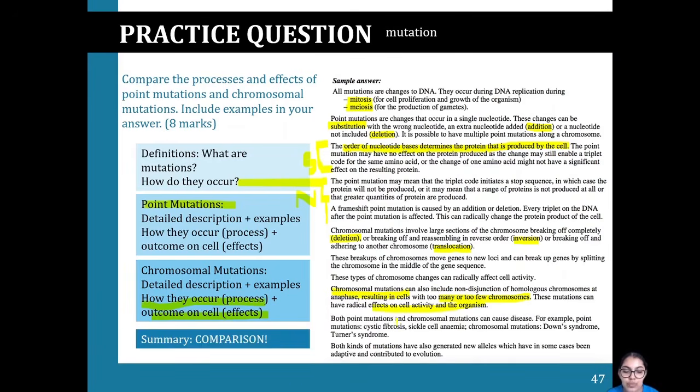And then we compare: both point mutation and chromosomal mutation can cause disease. For example, point mutations can cause cystic fibrosis and sickle cell anemia, and chromosomal mutation can lead to Down syndrome and Turner's syndrome as well. Both kinds of mutations have also generated new alleles, which in some cases has been adaptive and contributed to evolution. So we also want to talk about the fact that it's not always all negative. Make sure you know examples of each of point mutations and chromosomal mutations. Really, really important.